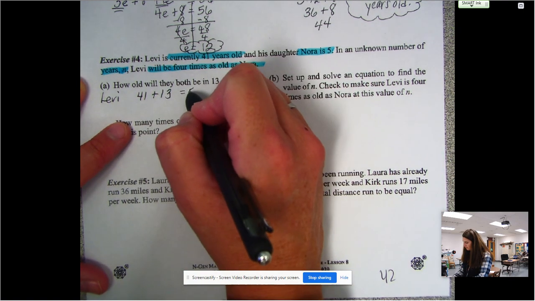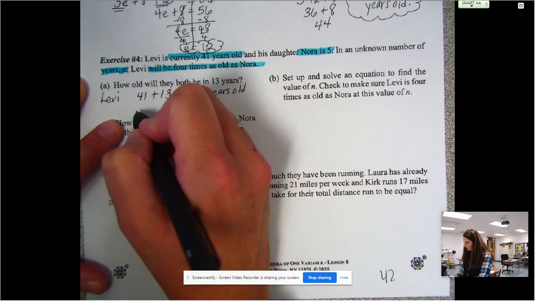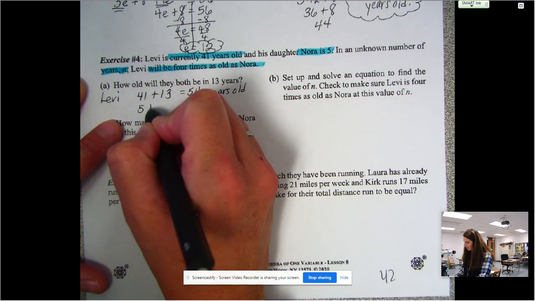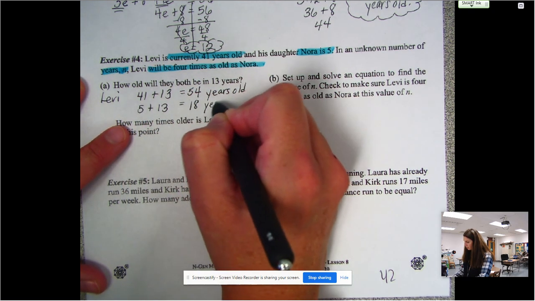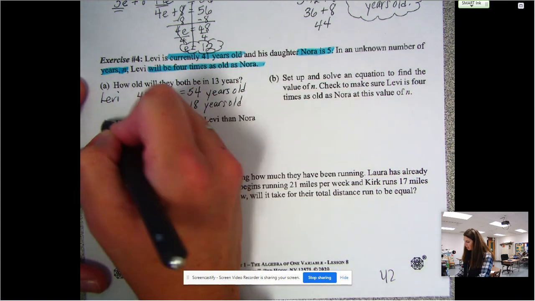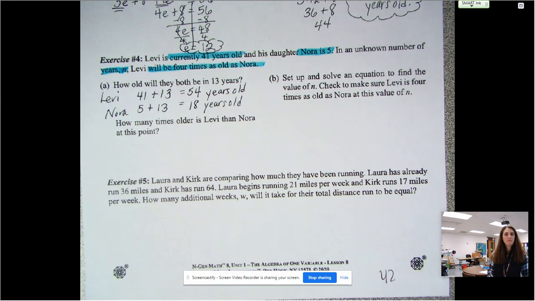We're going to get 54 years old for this one. And then we would take the 5 years and add it to 13 to find out that she would be 18 years old. So in 13 years, Nora will be 18 years old and Levi will be 54 years old.